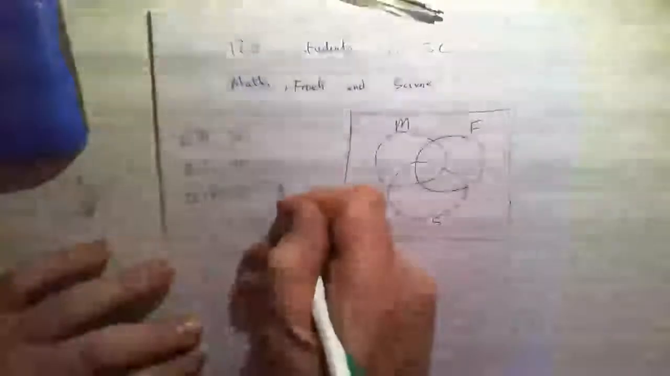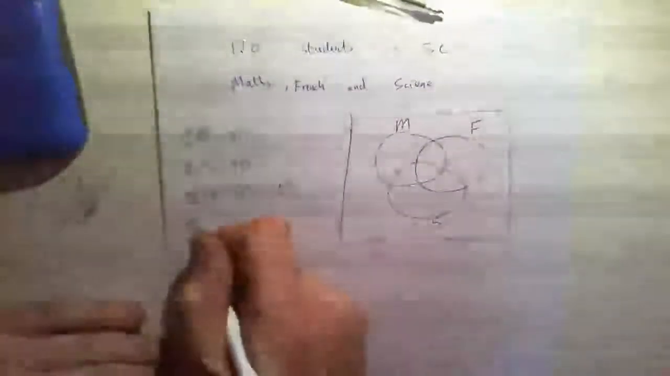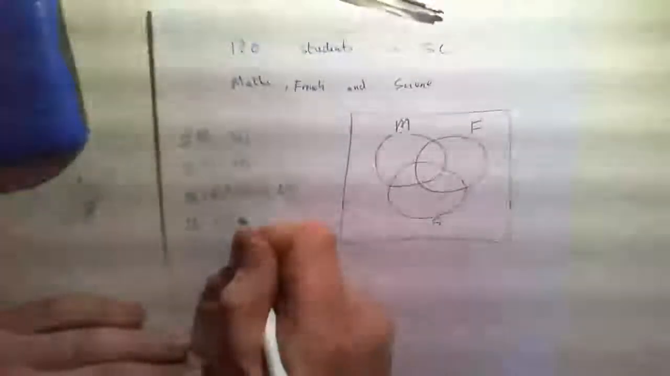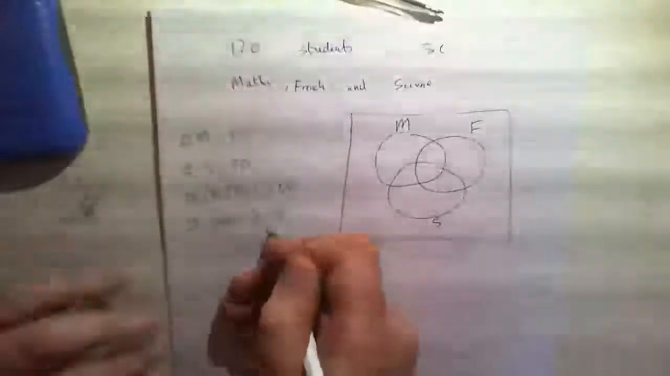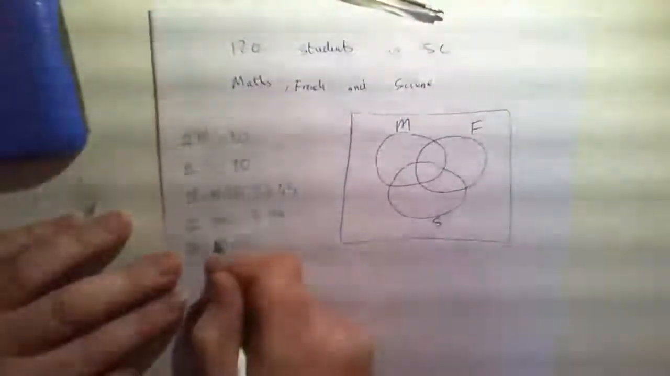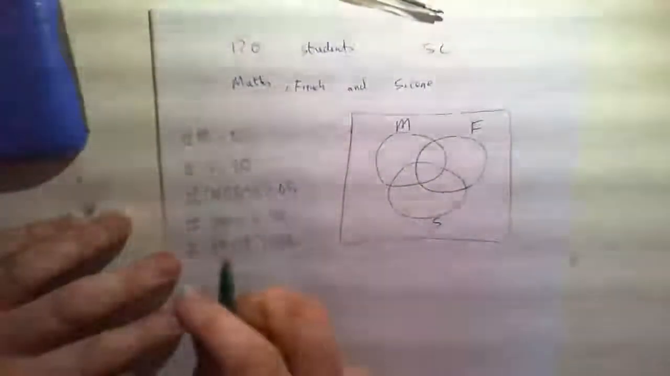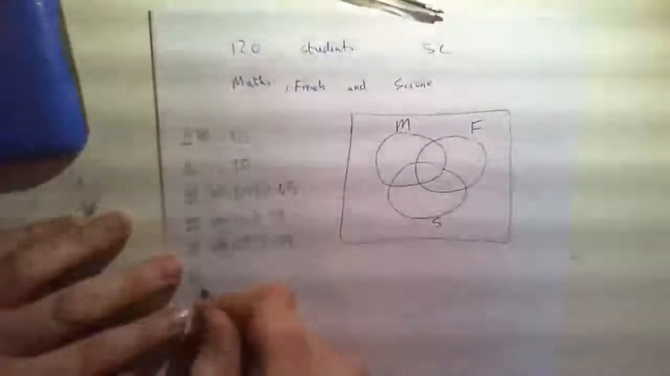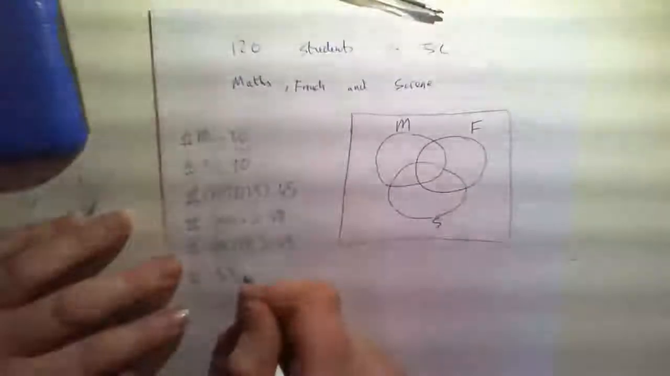And I'll give some more information. Hashtag maths intersection science should be 58. Hashtag maths intersection French should be 55. And hashtag science less maths union French should be 15. That was a lot of information there, so we're going to have to try and put it all together. So let's start.